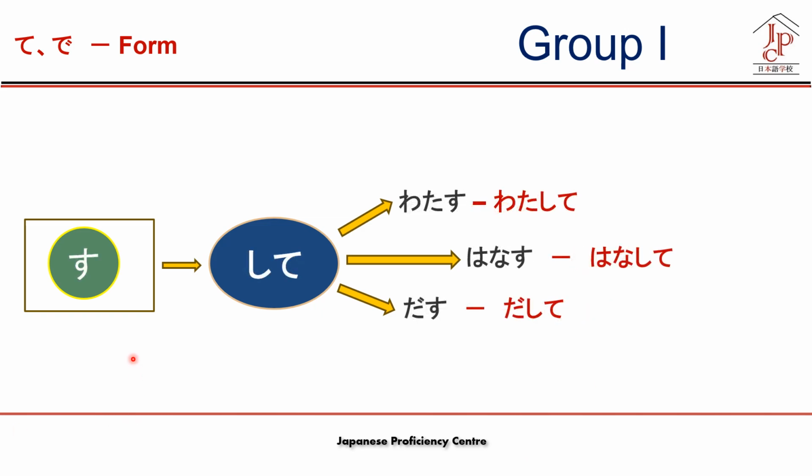Now let us see how the su ending verbs get converted. The last letter su will become shite, right? So watasu will become watashite. Hanasu will become hanashite. Dasu will become dashite.